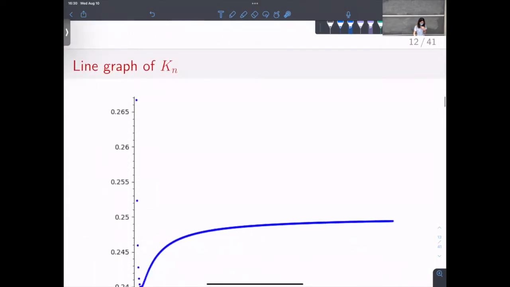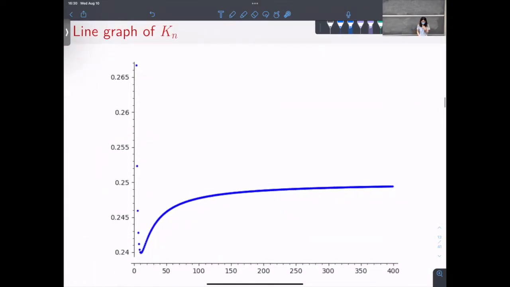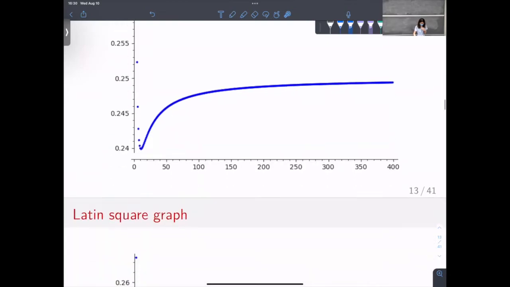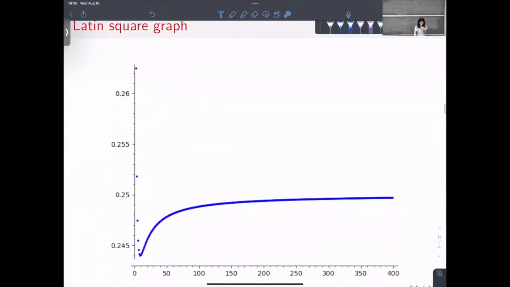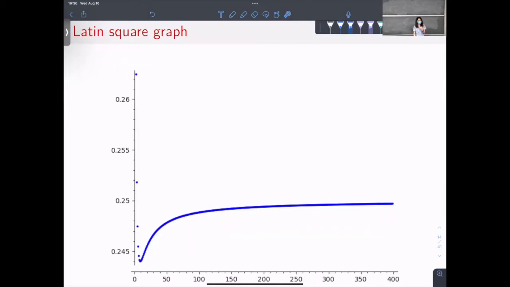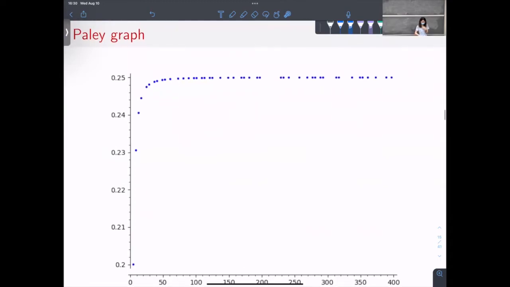What about other graphs? The line graph of Kn is a strongly regular graph, and you can see that for the first few n's, it drops. But then it immediately goes up and also converges to 1/4. At least from the graph, it looks like so. Any square graph has the same behavior. As the graph gets larger and larger, the average success probability goes to 1/4. And the Paley graph, well, it's not defined for every integer n, but for those that are defined, you can see this is also a limit. Why does this happen? And is it true for strongly regular graphs with larger diameter?